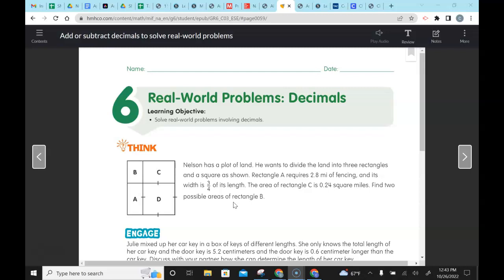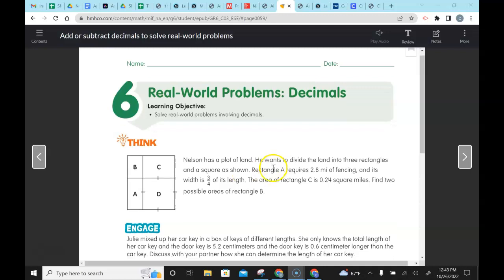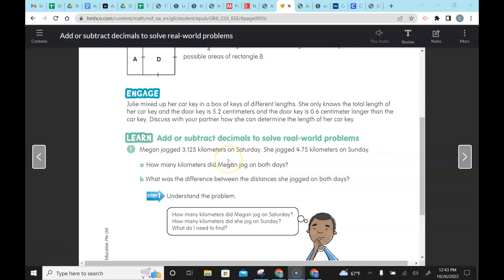Now I'd like you to get out your math journal, pencil, and also open up your math books at page 143. So we're going to take a look at a few different types of real world problems involving decimals. First of all, we're going to take a look at adding and subtracting decimals to solve real world problems. And we'll go through a problem with each section here together. So let's turn your books to page 144.